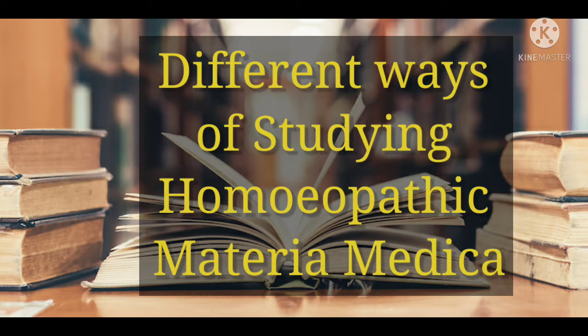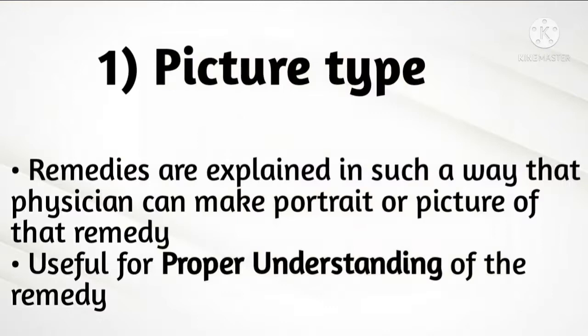As you know, there are various types or ways of studying the vast subject of materia medica. In this video, we will be discussing some ways or types of studying homeopathic materia medica. So the first is picture type. In this type of studying materia medica, the remedies are explained in such a way that the physician can make a portrait or the picture of that remedy in his mind. This type of studying materia medica is very much useful for understanding the remedy, and it also helps remember the remedy in a better way because the picture of that remedy is made in the mind while reading it.